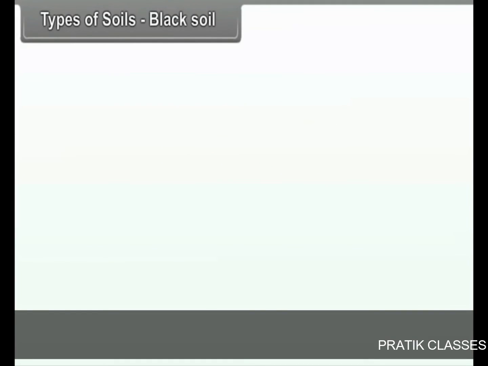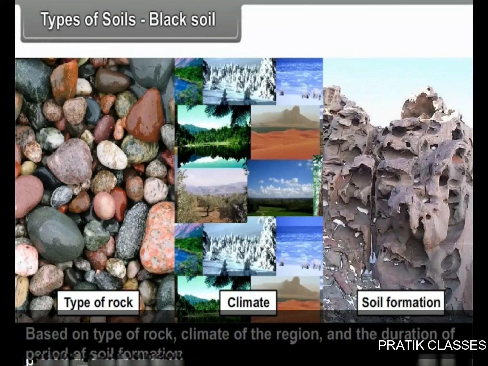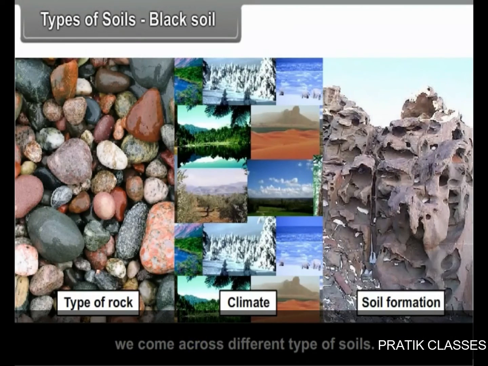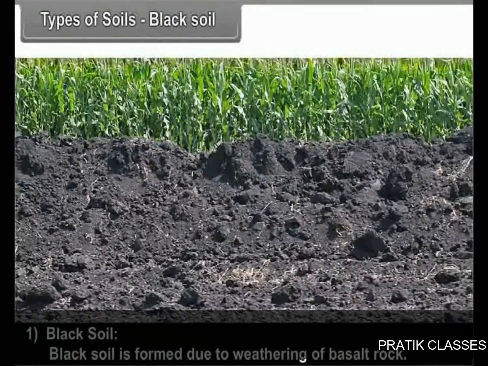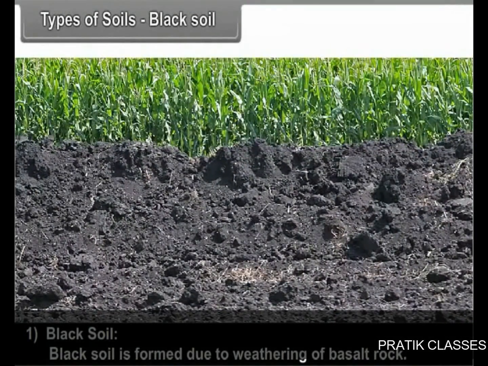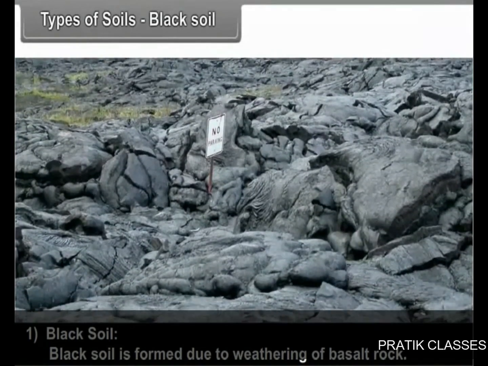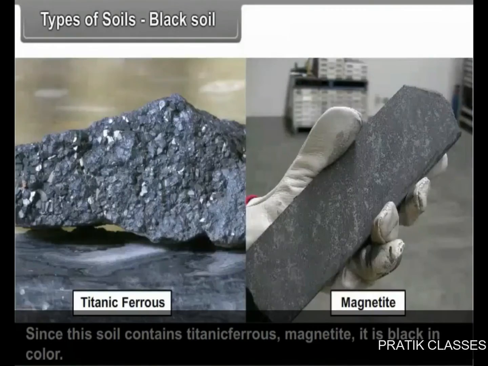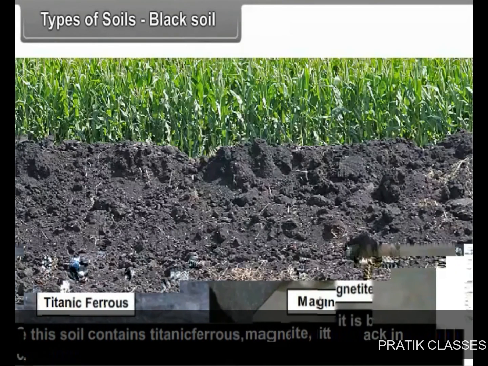Types of soils. Based on type of rock, climate of the region, and the duration of period of soil formation, we come across different types of soils. Black soil. Black soil is formed due to weathering of basalt rock. Since this soil contains titanic ferrous magnetite, it is black in color.